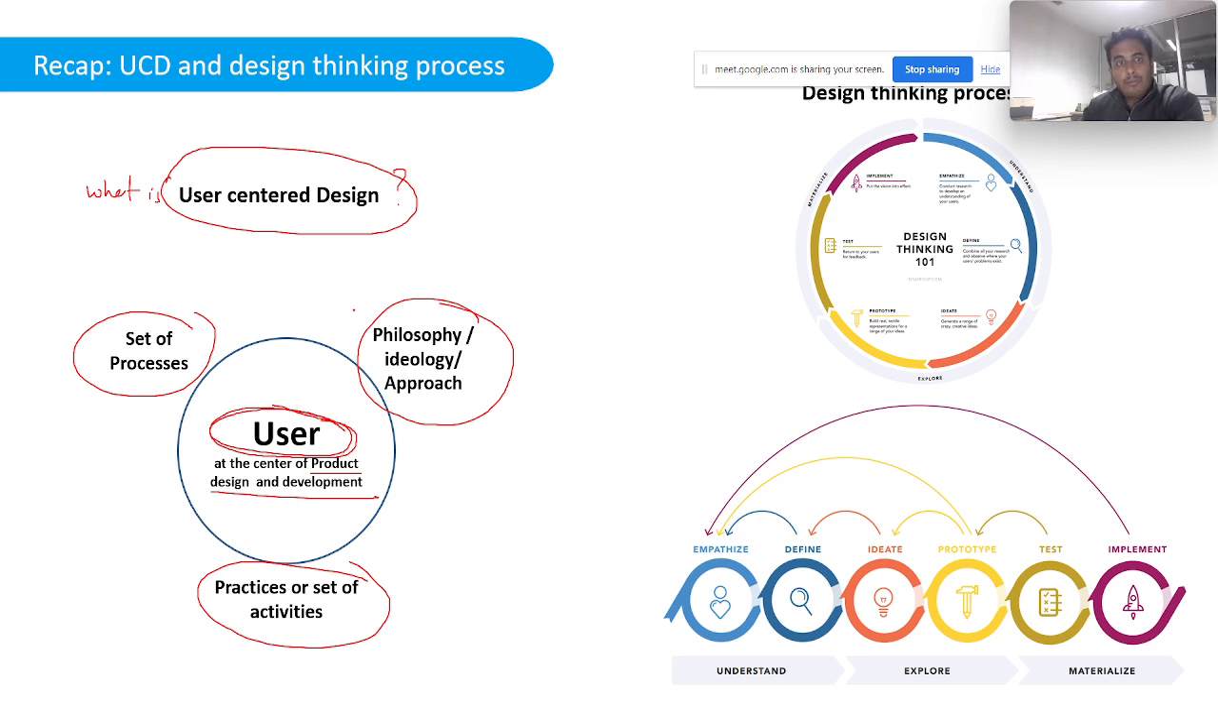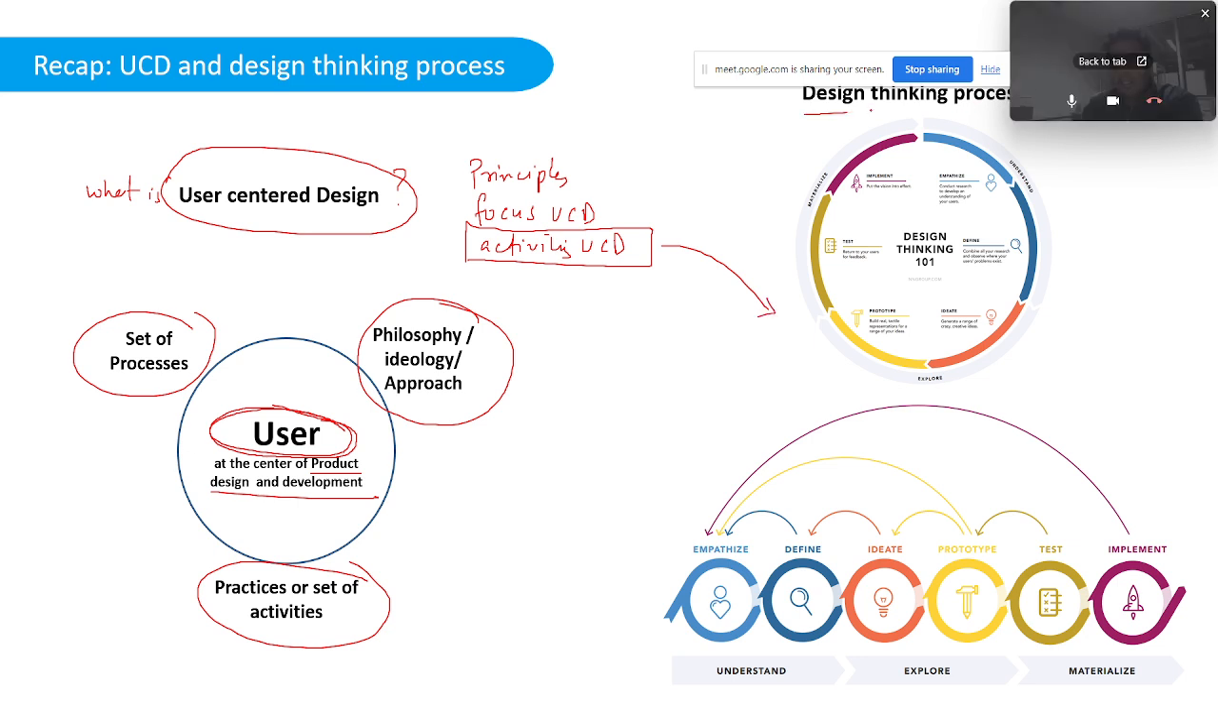And so in the last class I discussed principles, then the focus of UCD, then activities of UCD. I discussed some of the generic activities of UCD, and also briefly introduced you to the topic of design thinking process. Design thinking process is again based on user-centric design process, and it basically breaks down the entire user-centric design process into three phases.